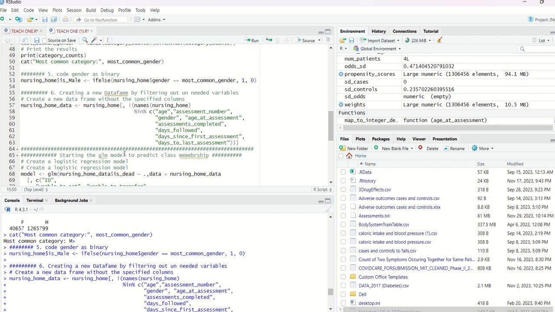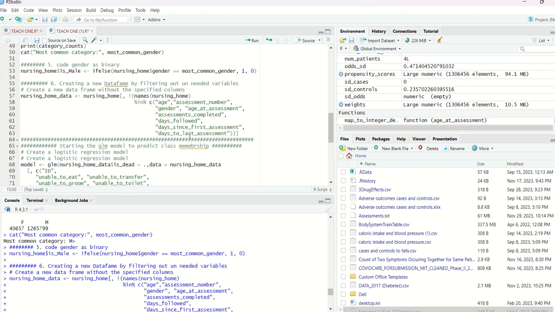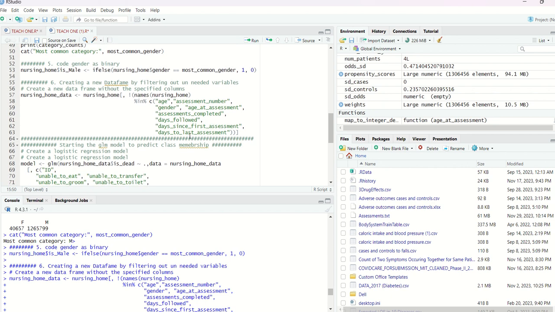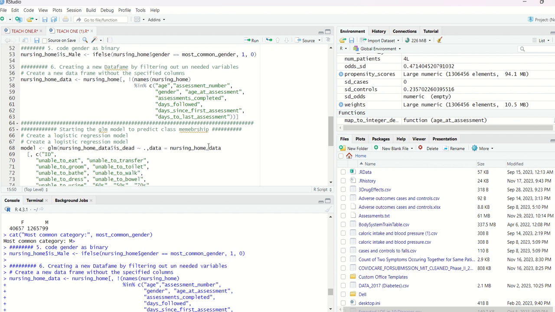The sixth step includes creating a subset data frame. We are simplifying things by making a new nursing home data frame that only includes the important stuff. This focused data frame is like a toolbox for building our predictions, highlighting the factors that really matter in our analysis.